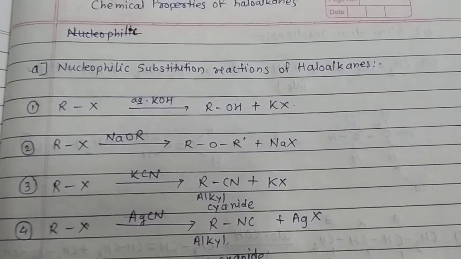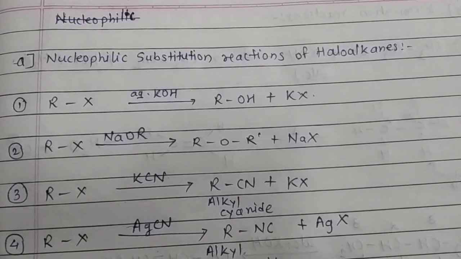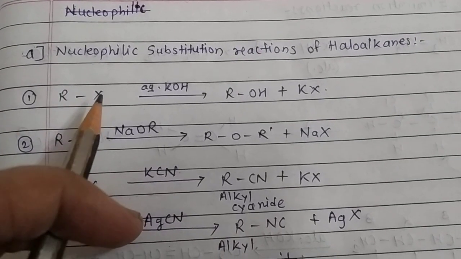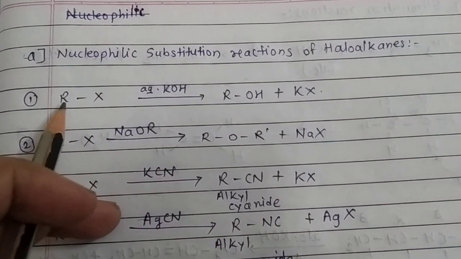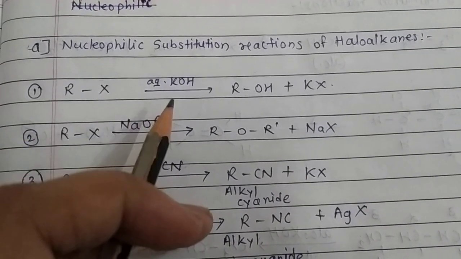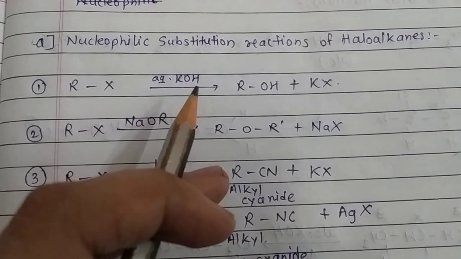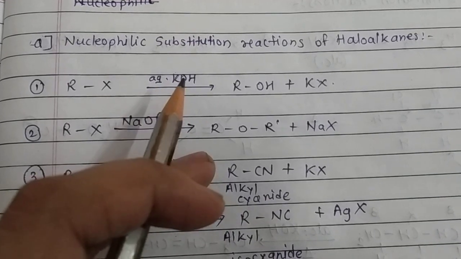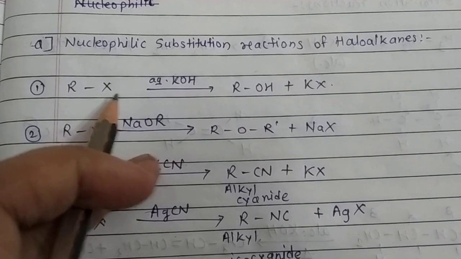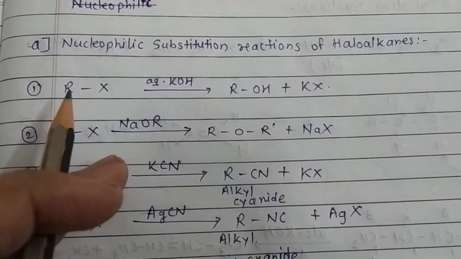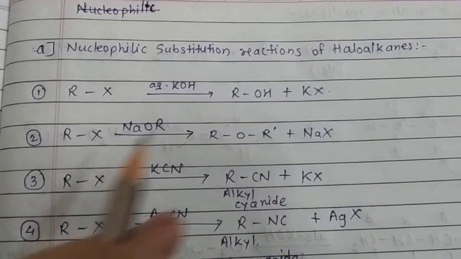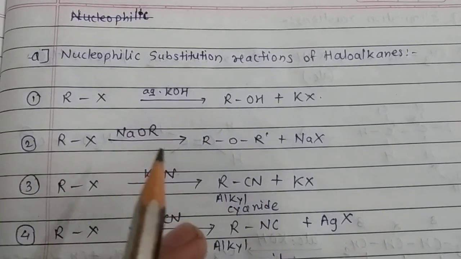We know that halogens are more electronegative than carbon. So here X will carry a partial negative charge and this R will carry partial positive charge because it is an alkyl group. And when it is treated with aqueous KOH, in KOH, OH is negative, K is positive, so that K will go with X, so KX, and ROH, that is alcohol product, is obtained. So for that aqueous KOH is required.